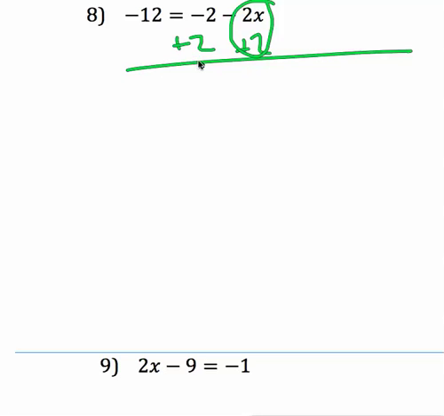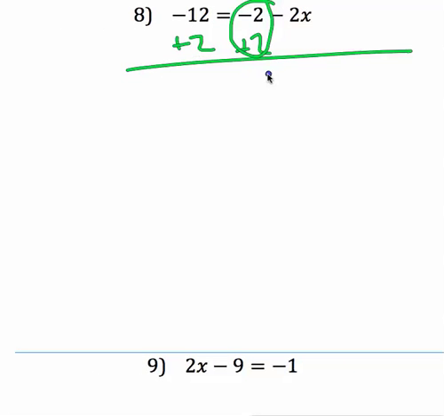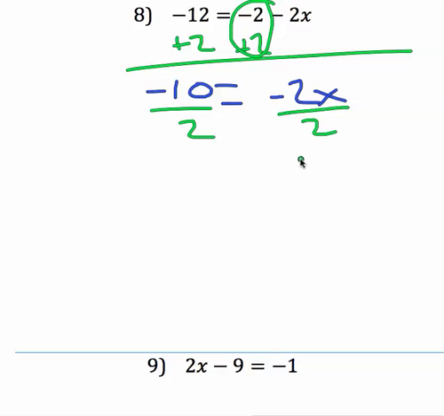Which leaves me with, on the right side of the equation I have negative 2x. On the right side of the equation I have negative 12 plus 2 is negative 10. This time I'm going to divide both sides by 2, which gives me negative x is equal to negative 5.